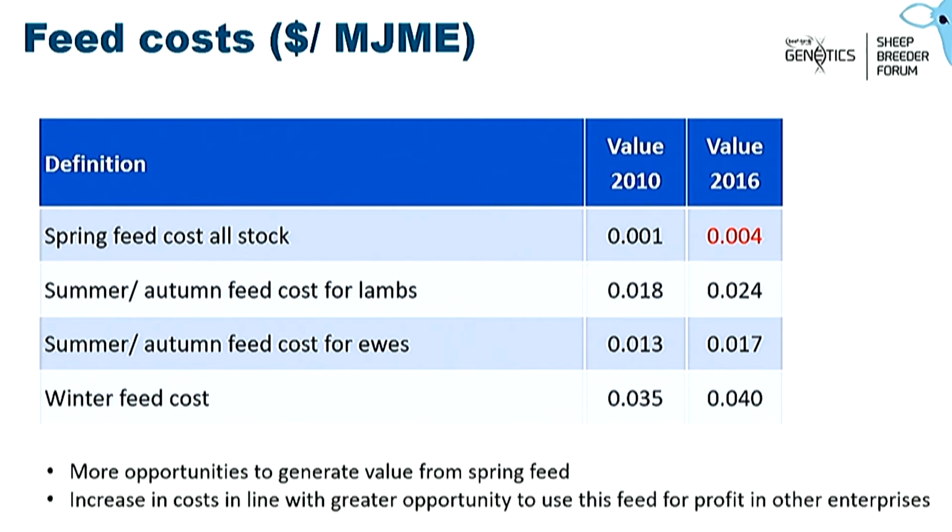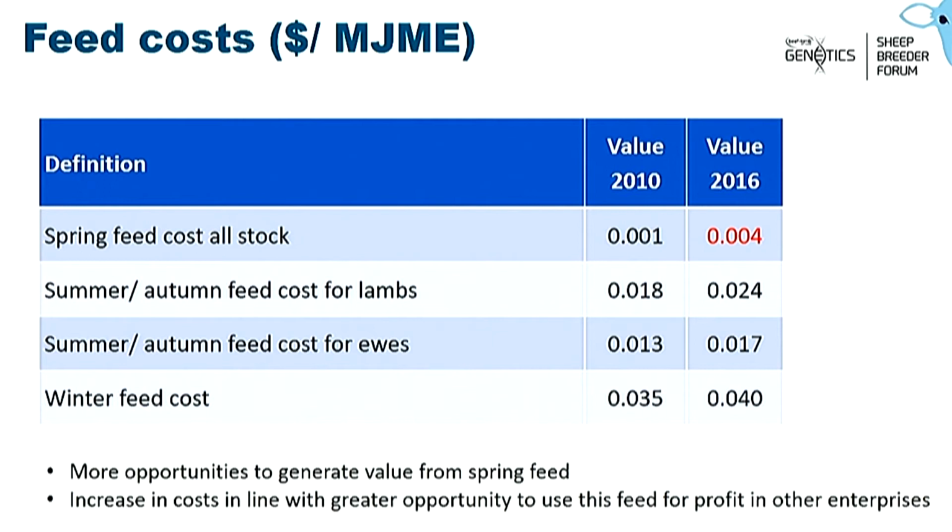These are per megajoule of ME, so roughly you can multiply them by 10 and they would be in dollars. So we're talking about 1 to 4 cents is what we value that surplus spring feed at, whereas in the more finishing feed we're talking 12 to 18, it was 18 and now we're saying 24 cents per kilogram of dry matter. And for the ewes, because you get a much higher utilisation and they're eating the rubbish left over, we don't penalise their feed quite so high. And then we've got high winter feed costs. But generally, these things have gone up.